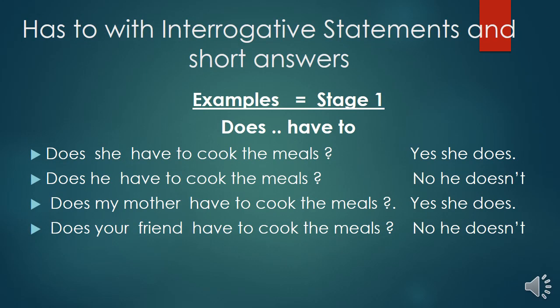Has to with interrogative statements and short answers. Example, stage 1. Does she have to cook the meals? Yes, she does. Does he have to cook the meals? No, he doesn't. Does my mother have to cook the meals? Yes, she does. Does your friend have to cook the meals? No, he doesn't. Or you can say, if your friend is a girl, no, she doesn't.